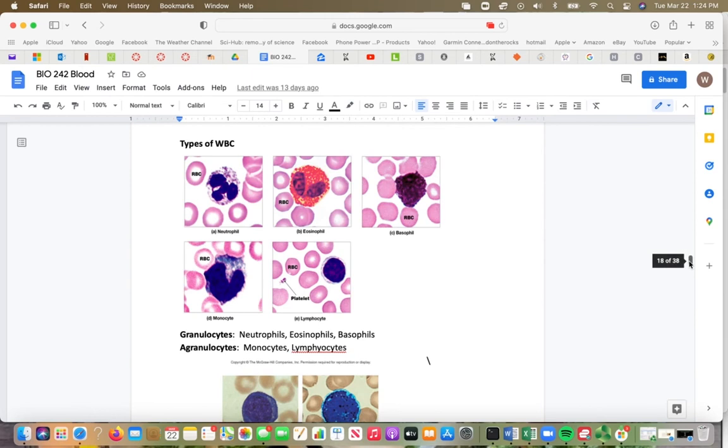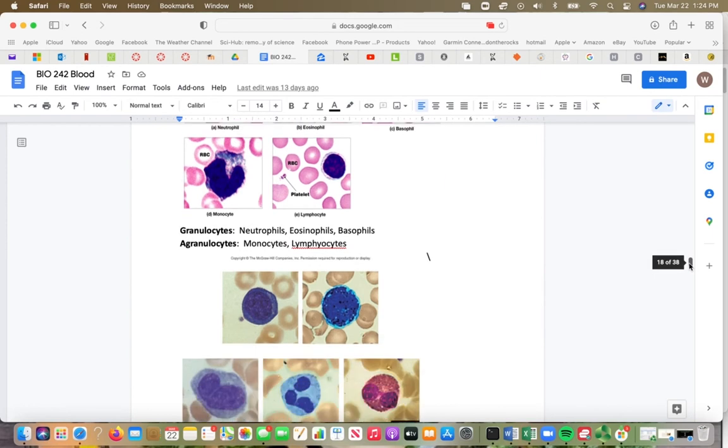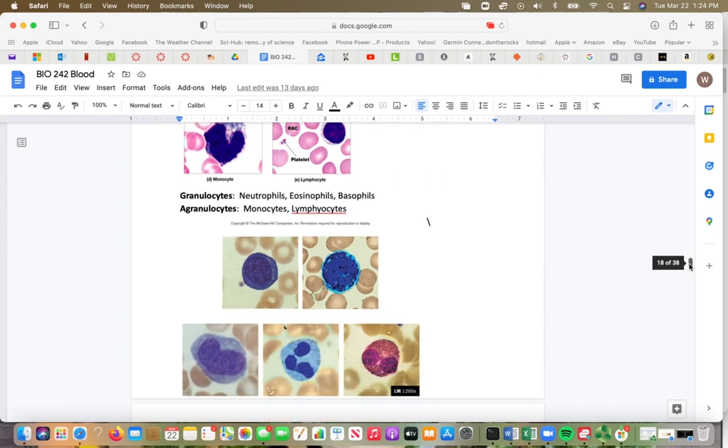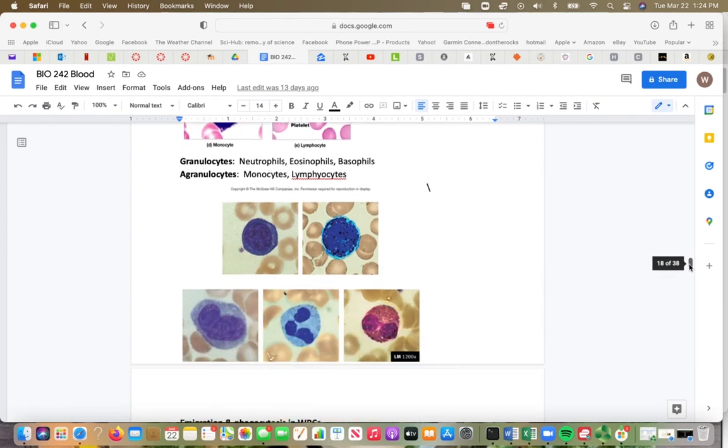So granulocytes, the granular appearance because of those granules, they end in phils. Neutrophils, eosinophils, and basophils. Agranulocytes will be your monocytes and your lymphocytes. So here you can see a nice eosinophil, a nice PMN.